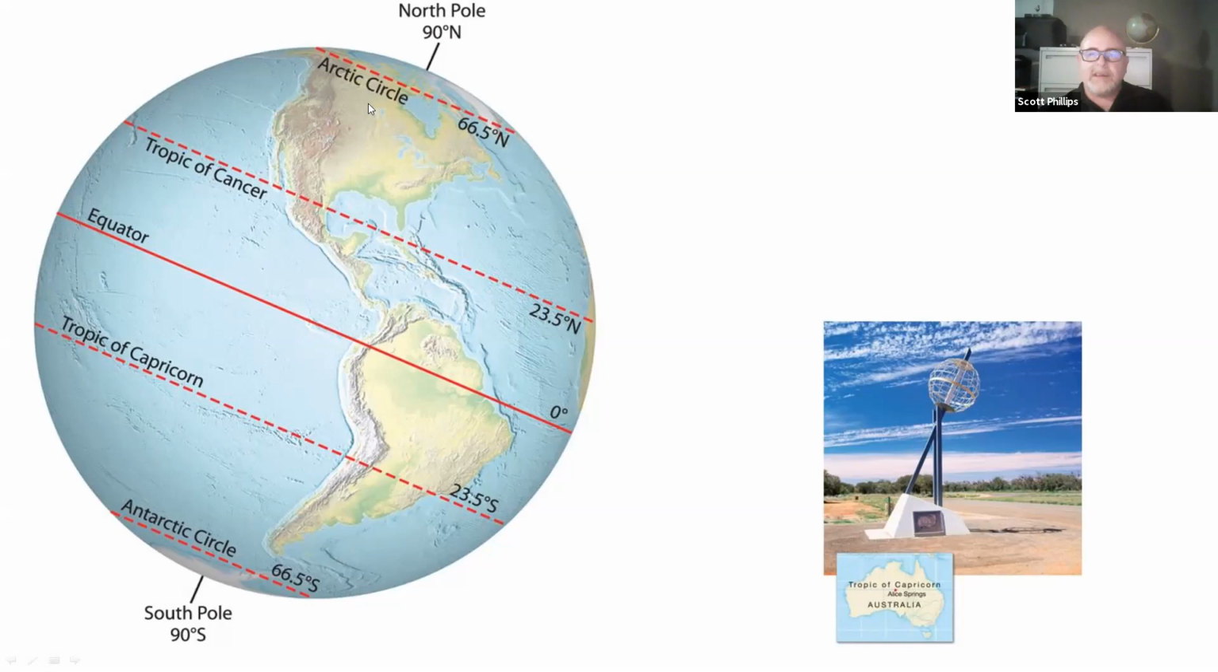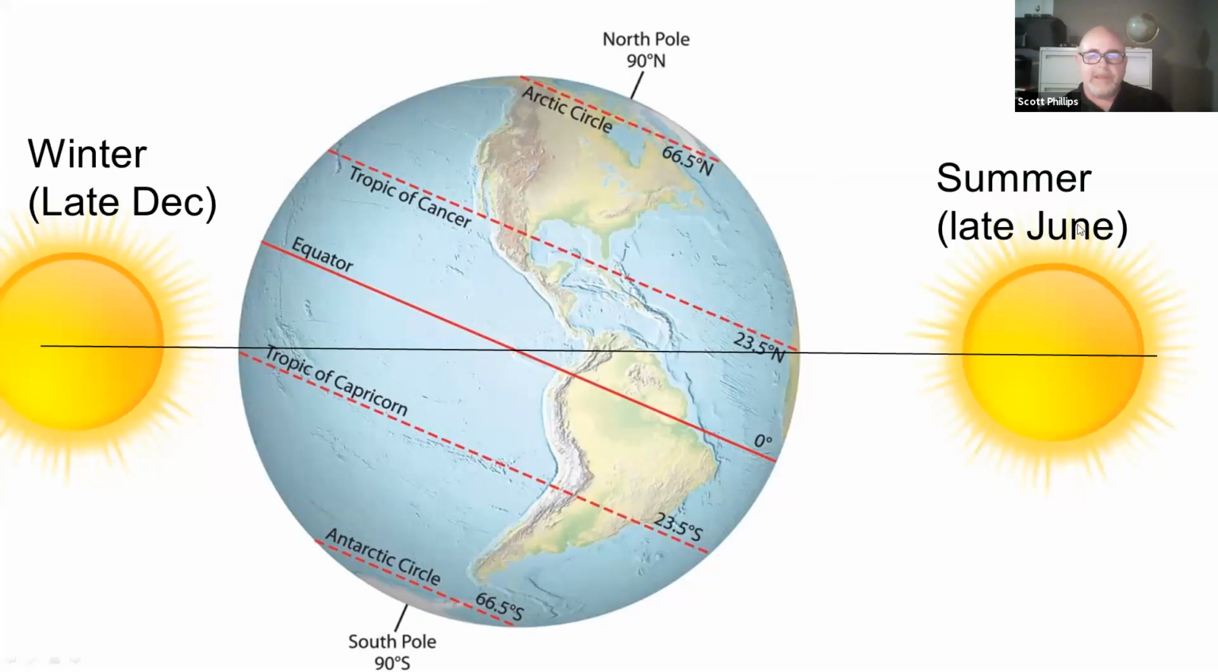These are the areas that can experience 24 hours of daylight or 24 hours of darkness, depending on the time of year. Let me go back one. So during the summertime, in late June, this whole area can have sunlight. Whereas in December, this area would be in total darkness. And when it comes to the latitude, 66.5 degrees, if you do the math, that's 23.5 degrees from 90. So if you take 90, you subtract 23.5 degrees, that's where you get 66.5.